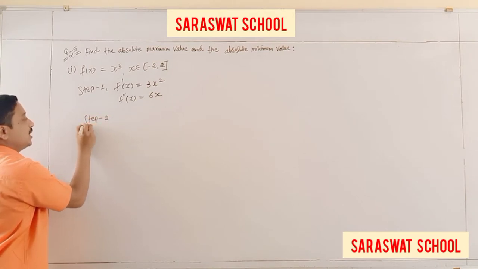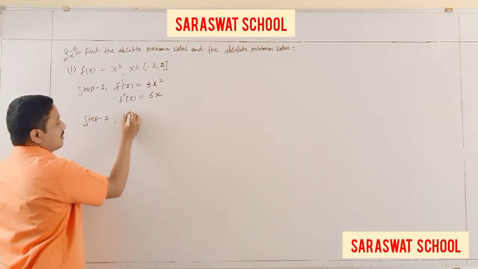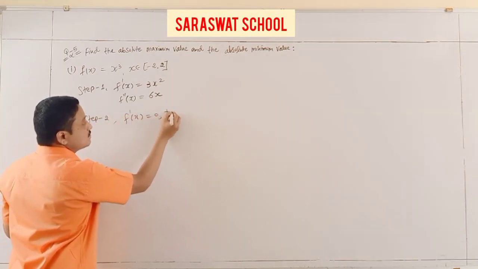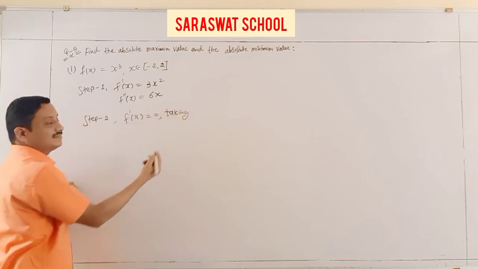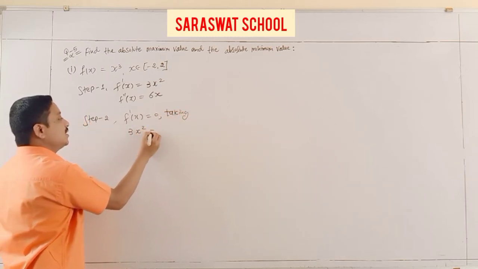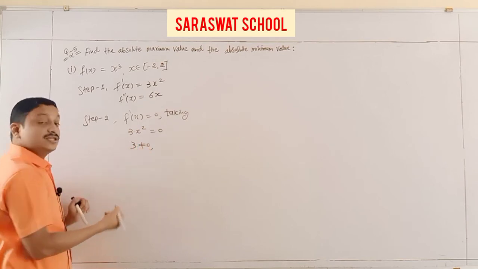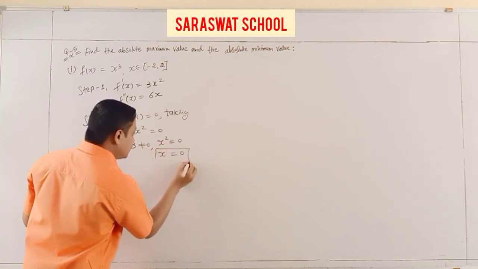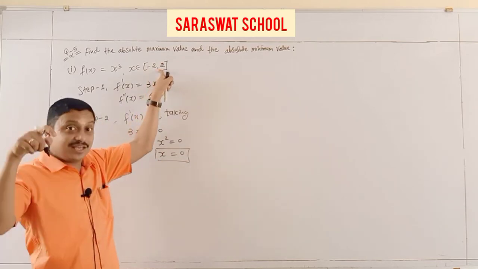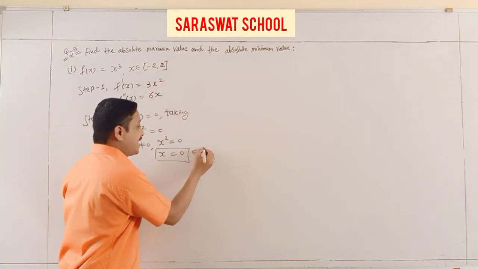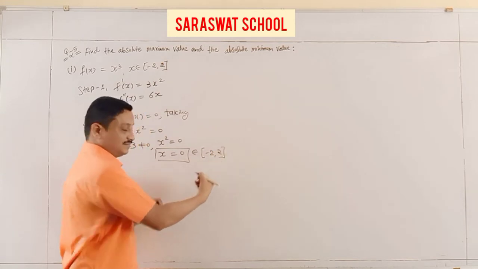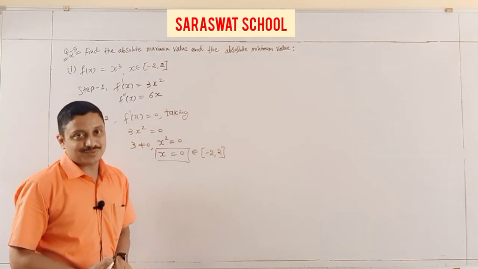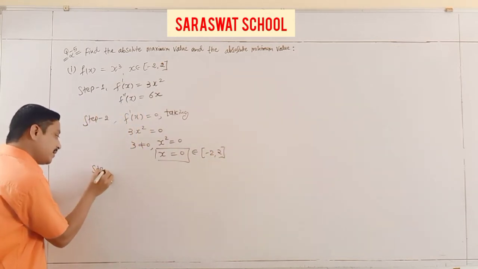Now, students, continue ahead, step 2. Taking f dash x equal to 0, so 3x square equal to 0. But 3 is never 0, so you have only x square equal to 0, x equals 0. Check: this x equals 0 lies in your given interval. Yes, it belongs to the interval. Next, I am going ahead to step 3.